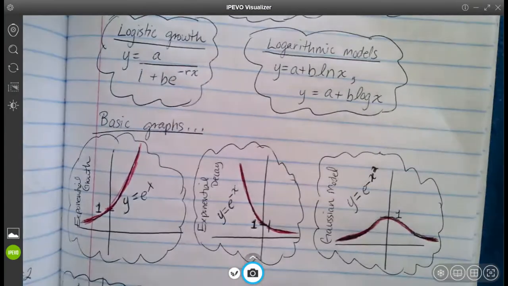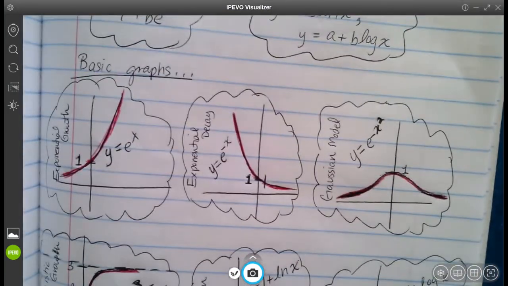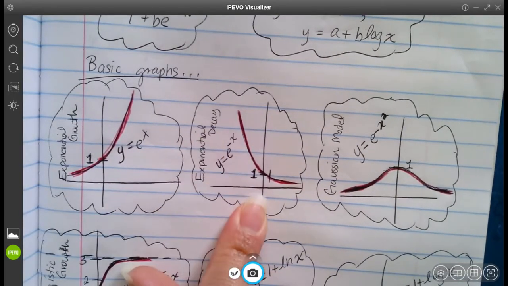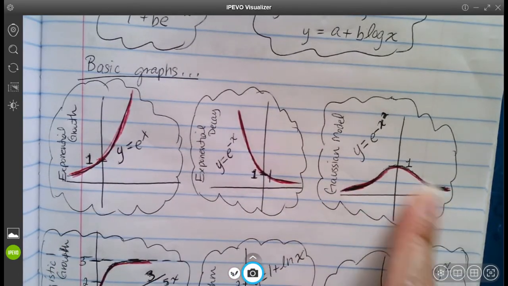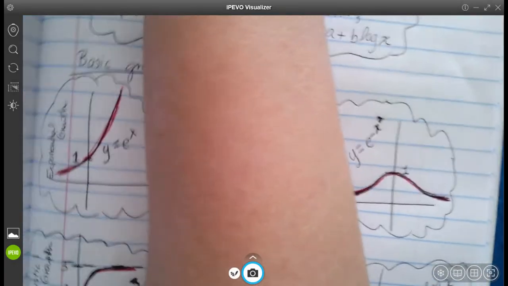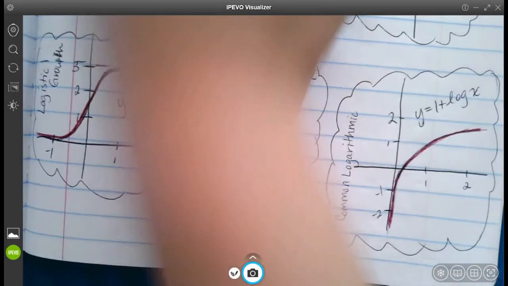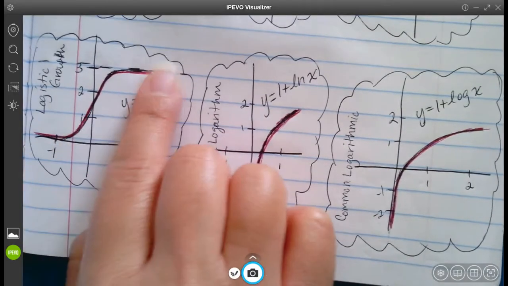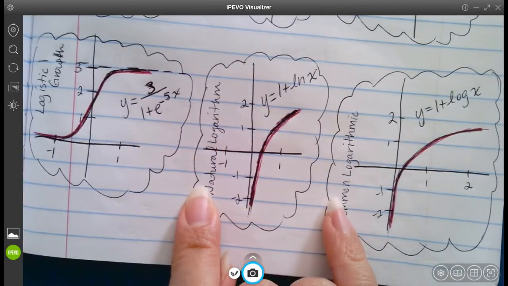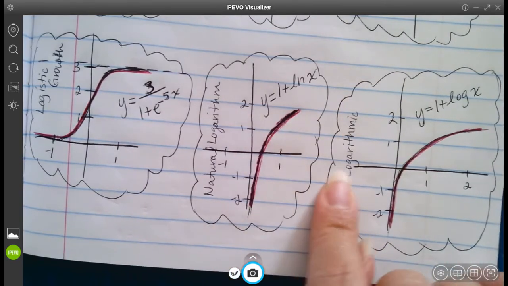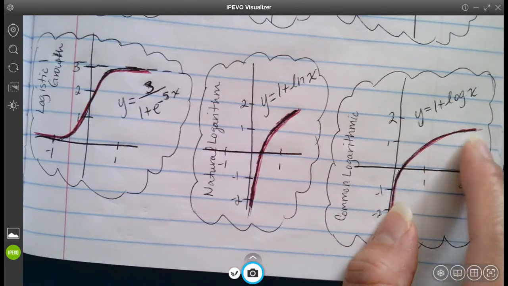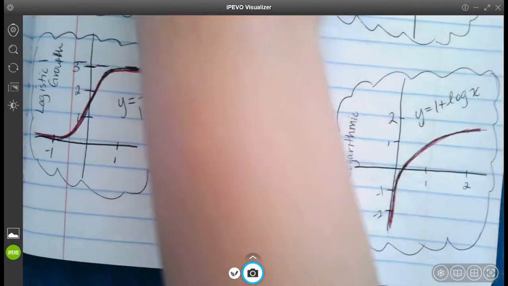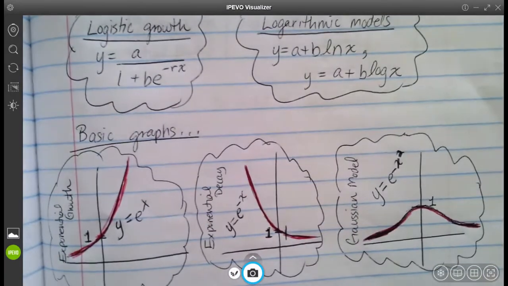Before we do that, just really quickly, here are the basic graphs. I'll scroll down to the next ones in just a bit. So we have our growth that goes up, decay that goes down. Notice they both go through the number 1. The Gaussian model has a kind of weird little hill looking curve here. And then we have these ones down here as well, which is the logistic growth, which kind of looks like an S. Natural logarithm, which we have seen before, and the common logarithm, which looks really similar to this one. It's just slightly not as steep as the natural log. Those are going to be the 6 models that we're going to base our examples on.